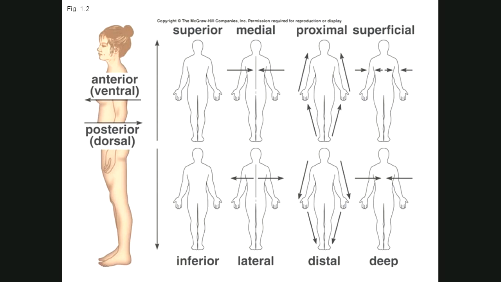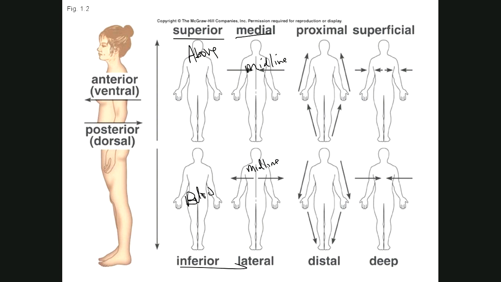So here are all those. Real quickly, see if you remember what all these words mean. Superior, remember, means what? Above. What does inferior mean? Below. What does medial mean? Toward the what? Toward the midline. Don't say middle, midline. And what does lateral mean? Away from the midline.